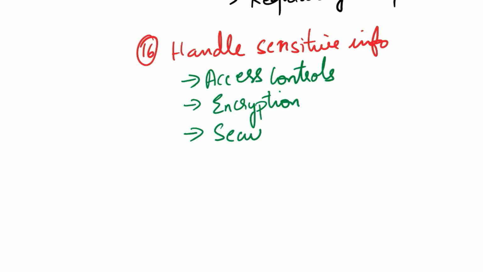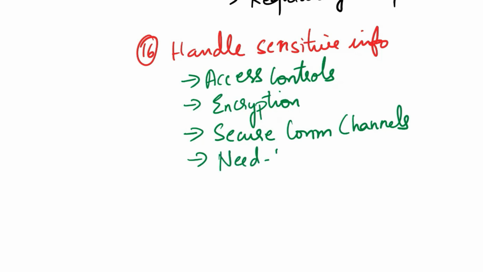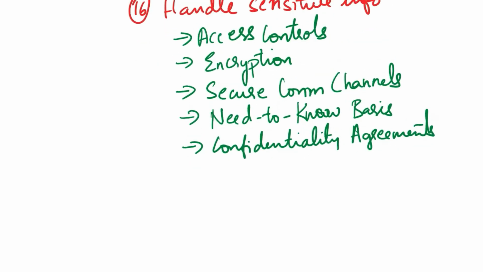Next, secure communication channels. Use secure communication channels such as encrypted emails or secure file sharing platforms to exchange sensitive information. Avoid sending sensitive data through unsecured or public communication channels. Next, need to know basis. Share sensitive information strictly on a need to know basis. Limit access to information to individuals directly involved in the audit process and who require the data to perform their roles.